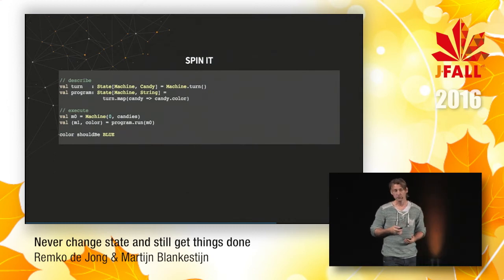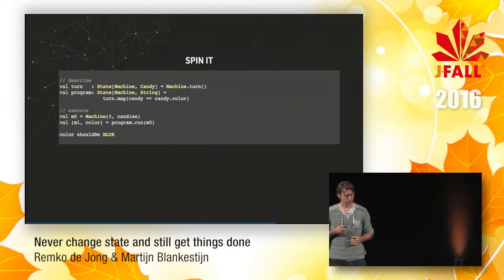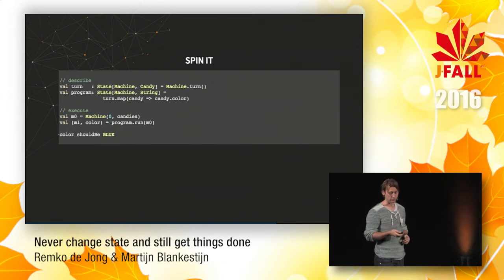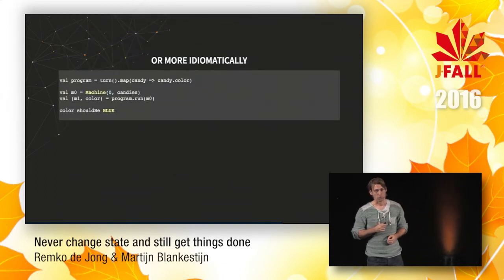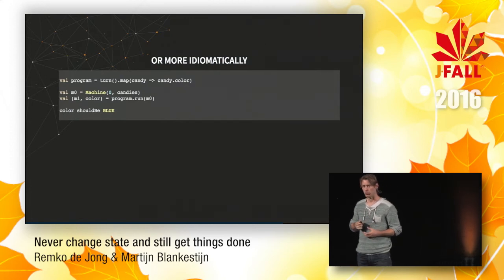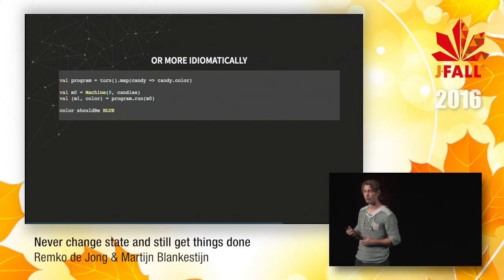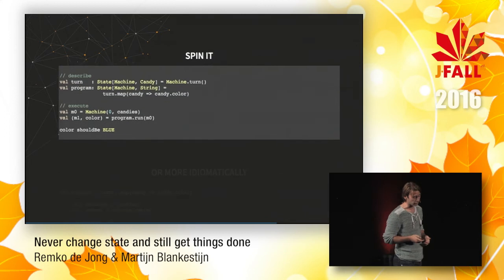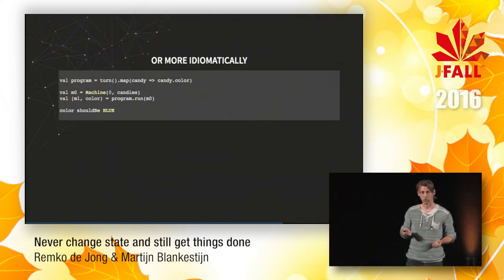Then we can actually run it. This is actually where the execution happens. And it returns the color, not the candy, but the color, because of how we used map. Or if you do it a little bit more idiomatically, in Scala, the compiler is quite strong, so it can infer lots of types for you. So you could choose to omit some information. The compiler is smart enough to figure that stuff out on behalf of you.